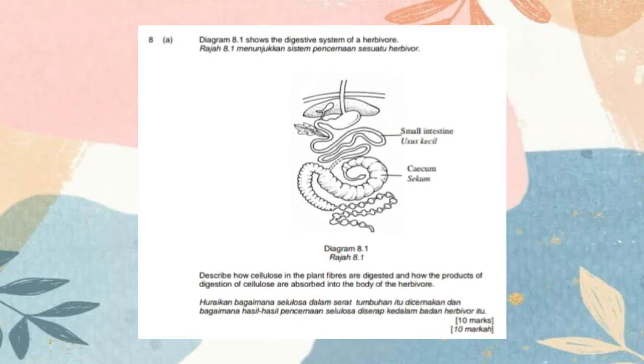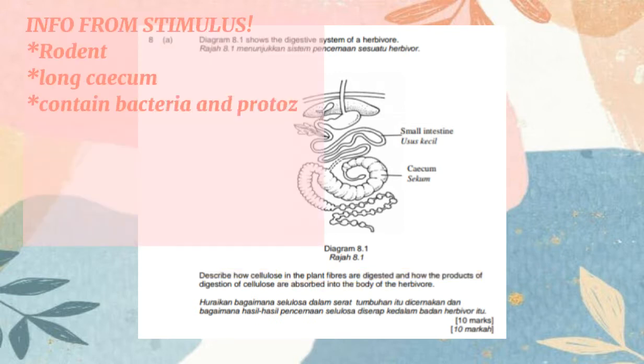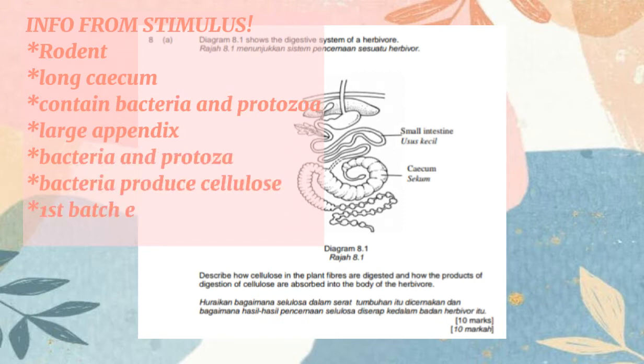Diagram 8.1 shows the digestive system of the herbivore, and the question asks to describe how the cellulose in the plant fibers is digested and how the products of the digestion of cellulose are absorbed into the body of the herbivore. So, before we answer the question, we need to jot down all the important information given by the stimulus, which is the diagram.